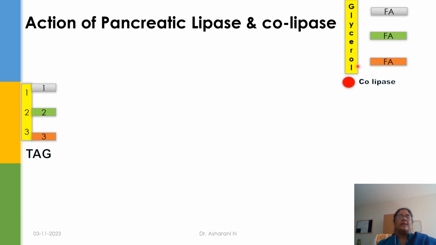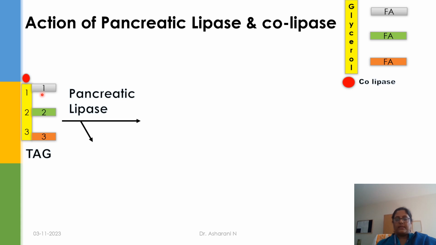Once colipase binds to this triacylglycerol, the red dot I have shown is the colipase, it will allow the action of pancreatic lipase. That's why without colipase, pancreatic lipase is not much active. Now this pancreatic lipase will sequentially remove the fatty acids present at C1 and C3. It will not release or hydrolyze the fatty acid present at the second position. So, sequential release of fatty acids.